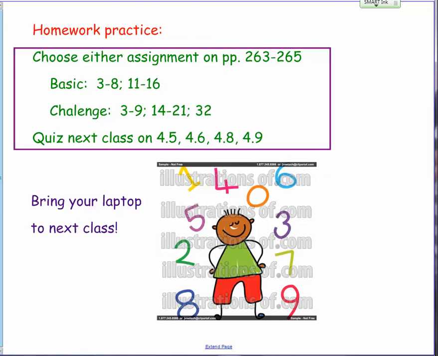And then you have some homework to practice. Remember, you have a quiz next class. Bring your laptop. You're going to work on your project. So anything you've gotten started with in your project should be saved in Dropbox in your math project section. So have that here ready to go.